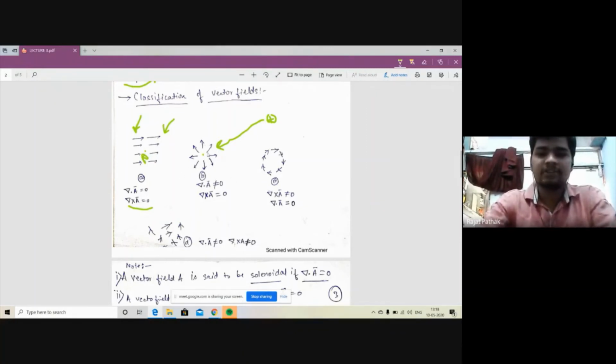The field is diverging everywhere, radially diverging. So we cannot say the divergence of this field will be equal to 0. The divergence of this field will be non-zero. But the field lines are not rotating, so del cross A, the curl of the vector A, will be equal to 0. Okay, is point B clear or not?